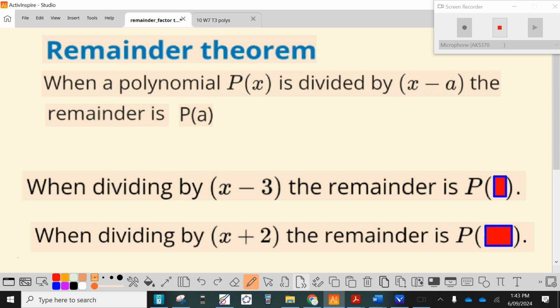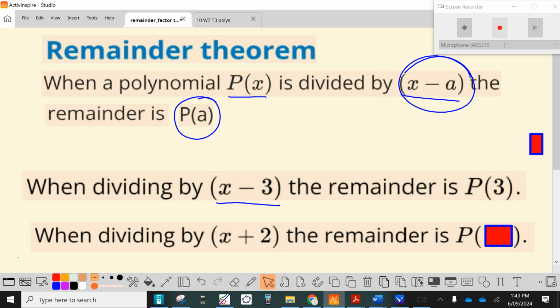Alright, so there's the remainder theorem there. If I divide a polynomial by x take a, then the 0 from here, which makes the divisor equal to 0, is a. If I worked out p of a, I actually get the remainder. So for this one here, if I worked out p of 3, that would give me the remainder. And for this one down here, if I worked out p of negative 2, that would give me my remainder.